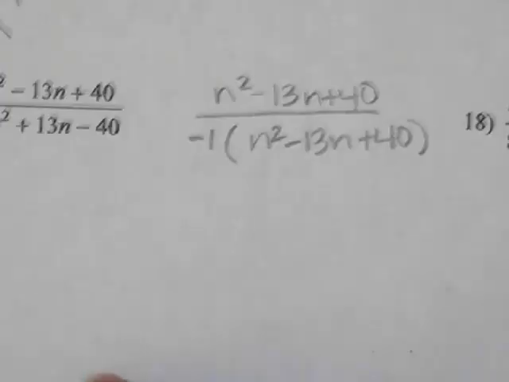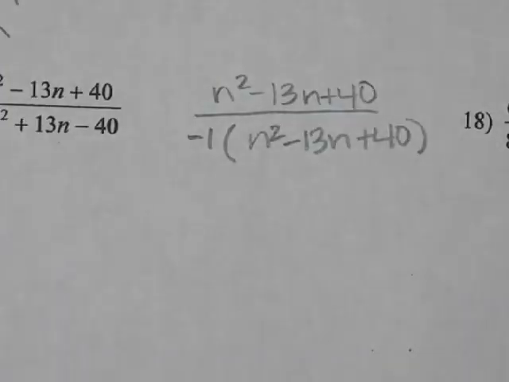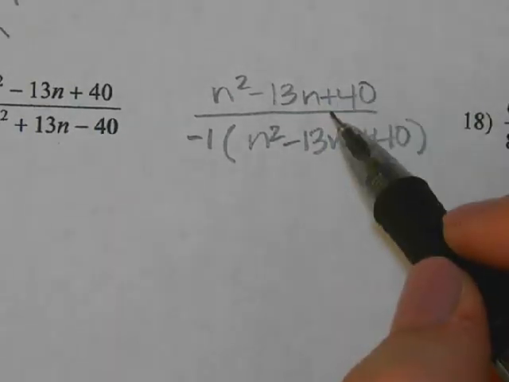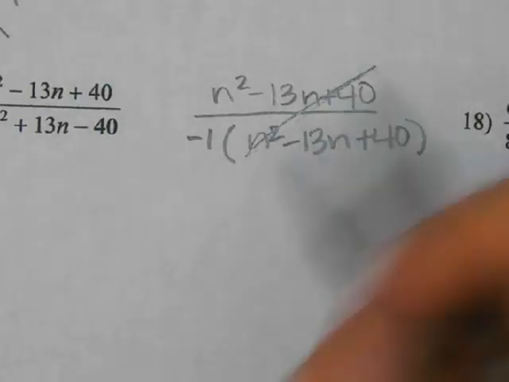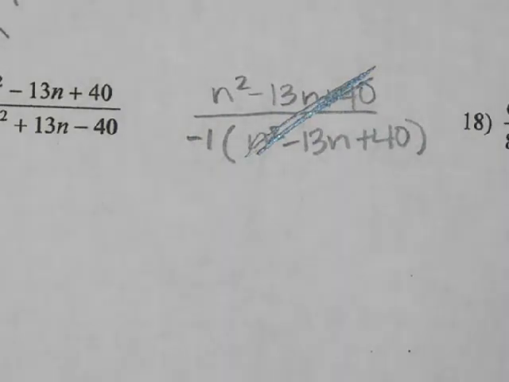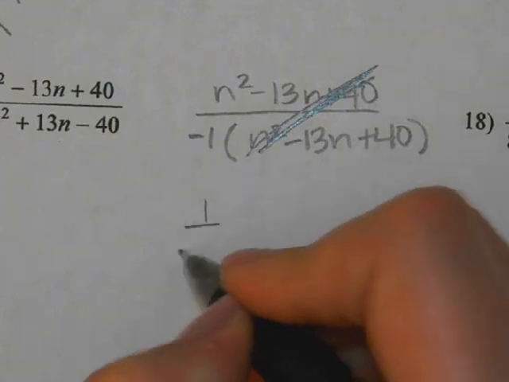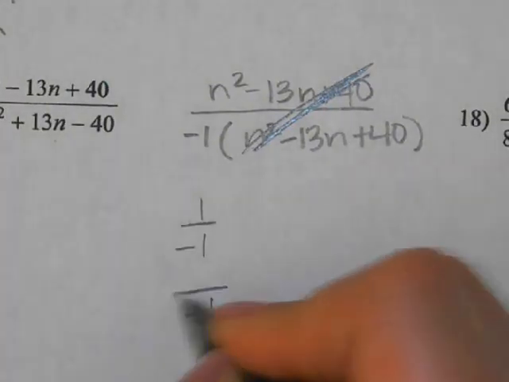Now what can we say? I don't even have to factor it. I can already see the top and the bottom cancel out. They're identical to each other. Is that 1 over negative 1? And what is 1 divided by negative 1? Negative 1. Just negative 1.